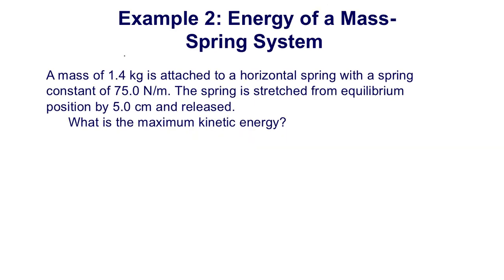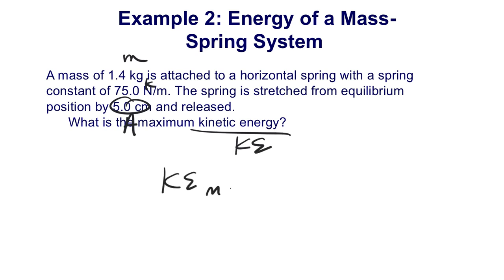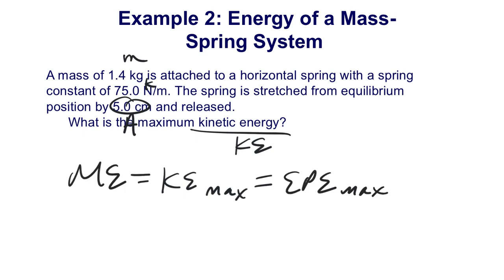Again, here's the mass, here's the K. The spring is stretched from equilibrium. Okay, so that's my A, either plus or minus. What is the maximum KE? Well, again, KE max is equal to EPE max, because mechanical energy stays the same. And when you have KE max, you have 0 EPE. And when you have EPE max, you have 0 KE. But anyway, I told you that already.